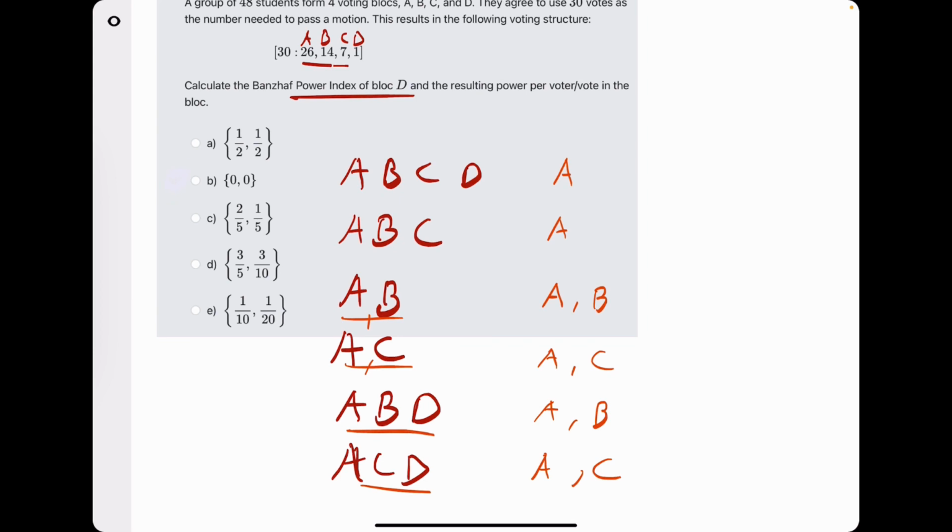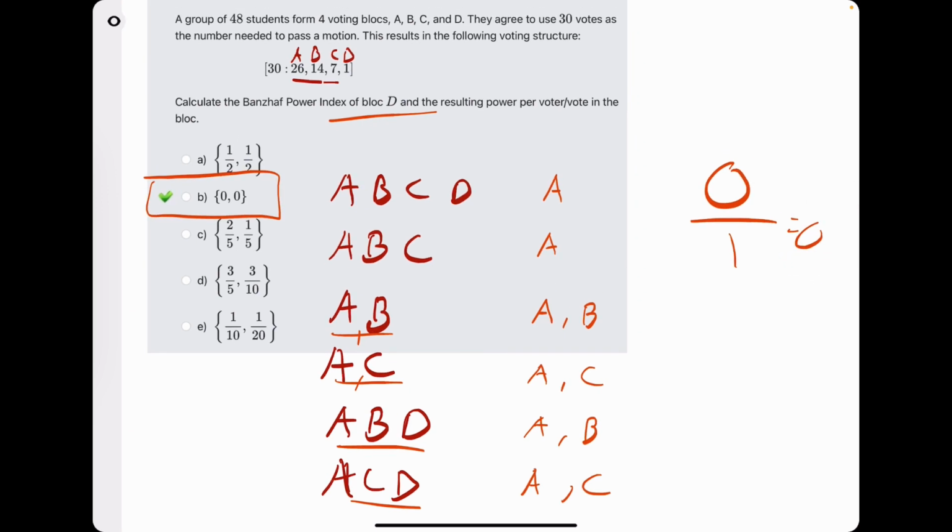So the number of times that D is critical, 0. There's no D here. D is not critical because it's only a voter of 1 vote. Okay, so D is not critical. So we're going with 0. And then that means 0 divided by 1 person is just 0. So we're looking for a 0-0 situation in this case.